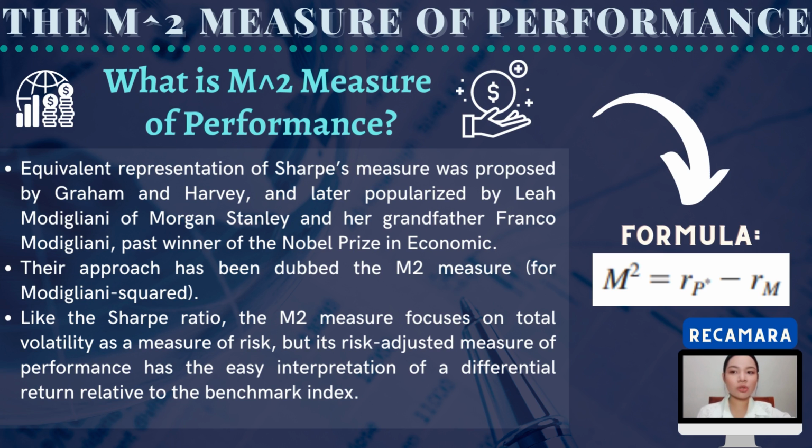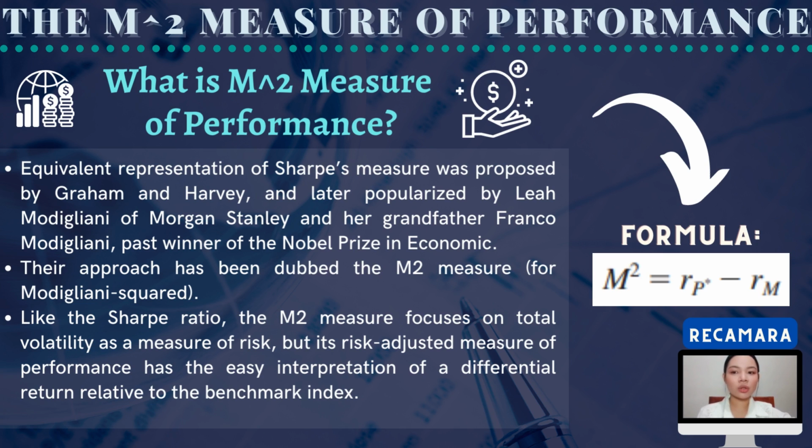It is the M-squared measure, which is also known as the M-squared risk adjusted performance ratio. M-squared measure is named after the Nobel Prize winner Franco Modigliani and his granddaughter Leah Modigliani. Hence the dub M squared for Modigliani squared.